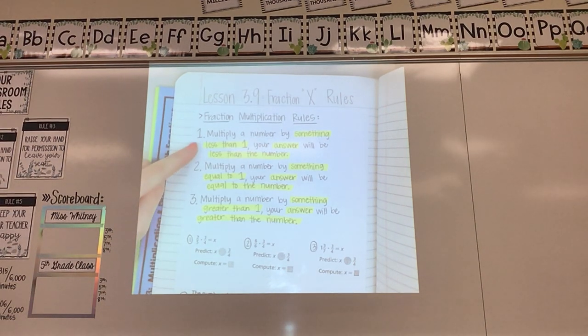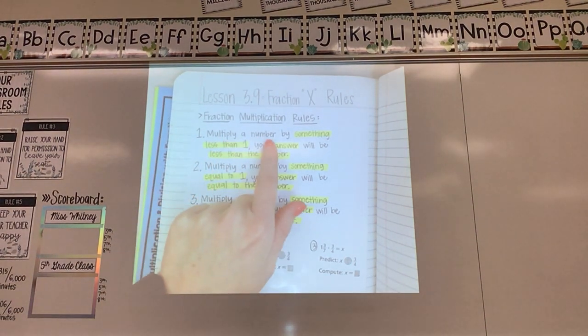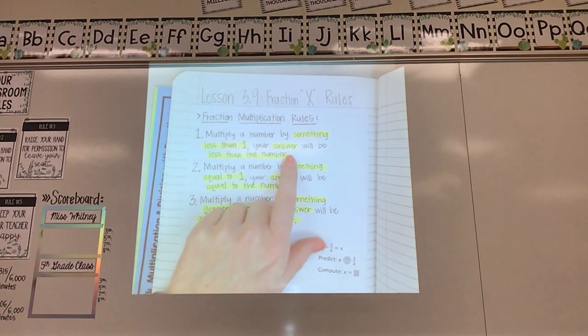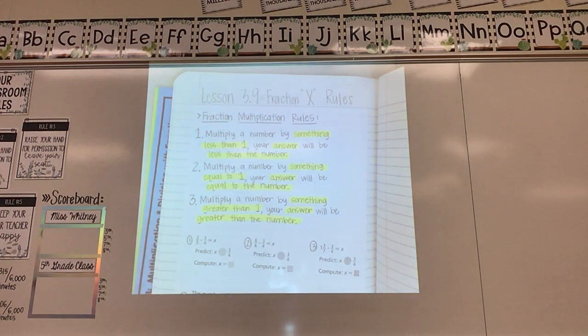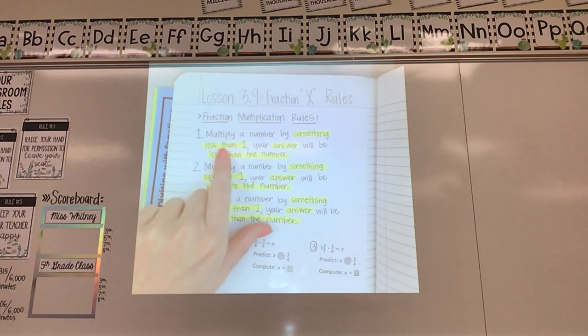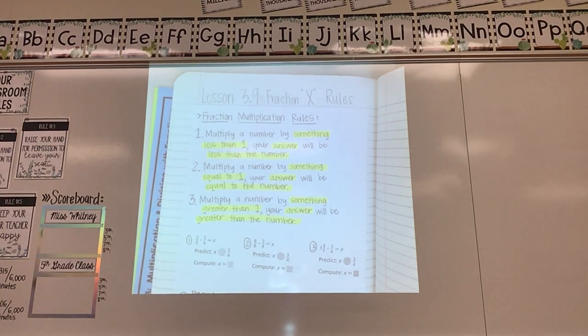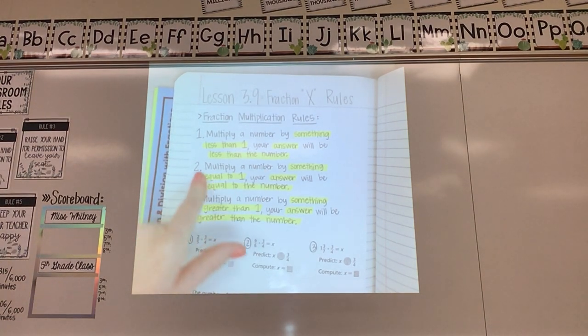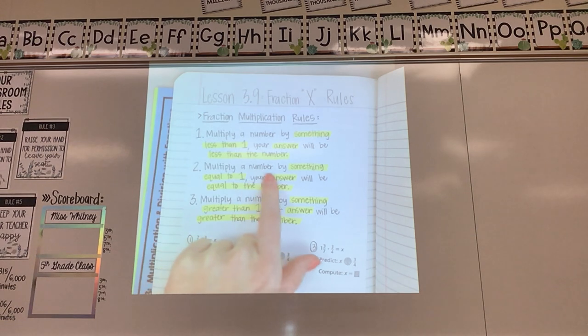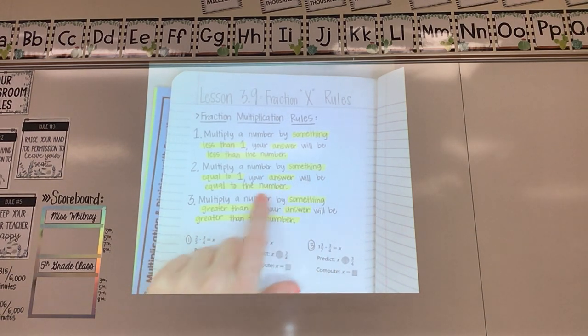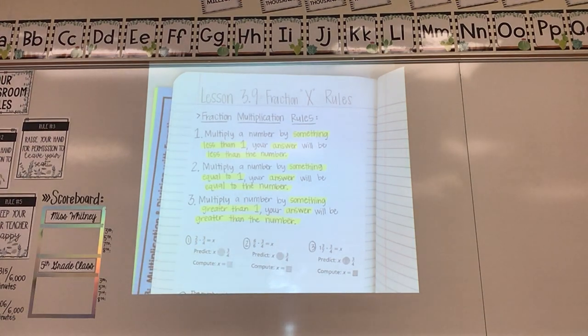Rule number 1 says, when we multiply a number by something less than 1, our answer will be less than that number. So that makes sense. If we multiply by something less than 1, our answer is going to be less than. Rule number 2 says if we multiply a number by something equal to 1, our answer will be equal to that number. So if it's equal to 1, our answer will be equal to the same number.